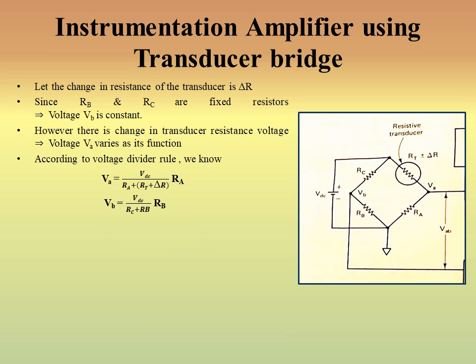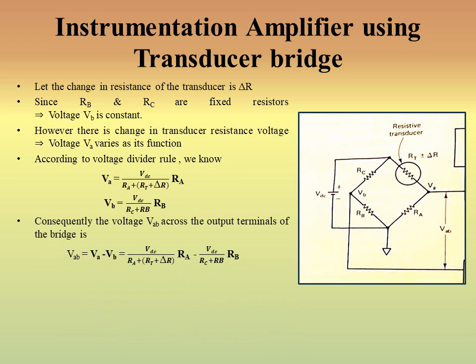Now since the bridge is not balanced, VA will not be equal to VB, so the resultant voltage will be equal to VAB. So what is VAB? VAB is simply VA minus VB. So we'll calculate VAB. The voltage VAB across the output terminals of the bridge will be this. We have put in the values of VA and VB.